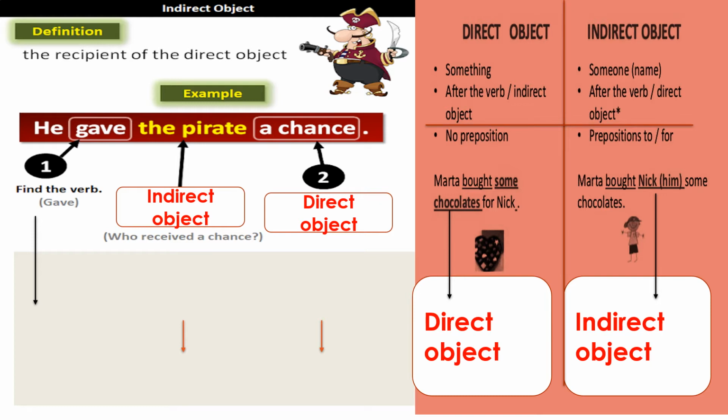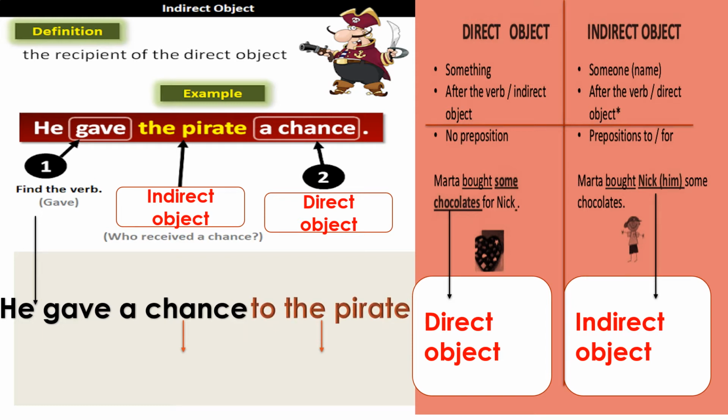As I told you, you can move the direct object before the indirect object. You can say he gave a chance to or for the pirate. So if you want to put the first object after the second object, you can use to or for with the first object. Another example, when we say Martha bought Nick some chocolate, Martha bought him some chocolate. You can say Martha bought some chocolate for or to him.